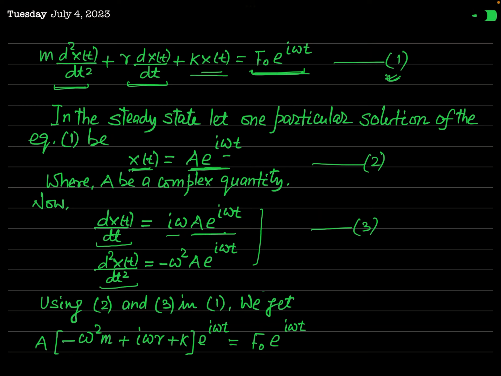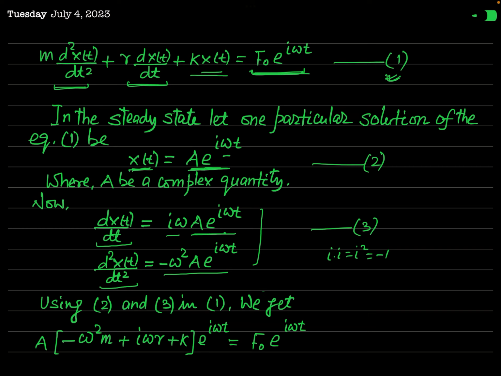This dx by dt will be equal to i omega times a e to the power i omega t. And d2x by dt square, again differentiate it. So this factor i omega will be outside, and i times i, this will be i square, and that is equal to minus 1. And so d2x by dt square is simply equal to minus omega square a e to the power i omega t.